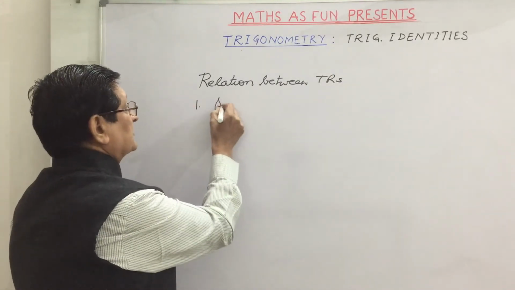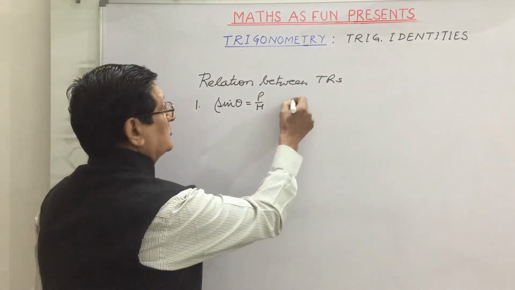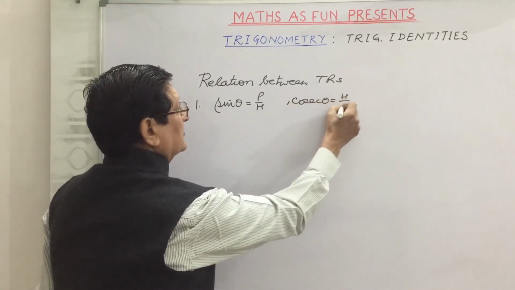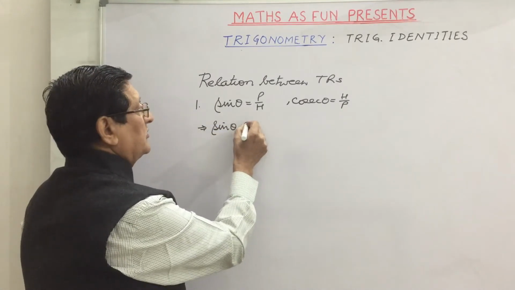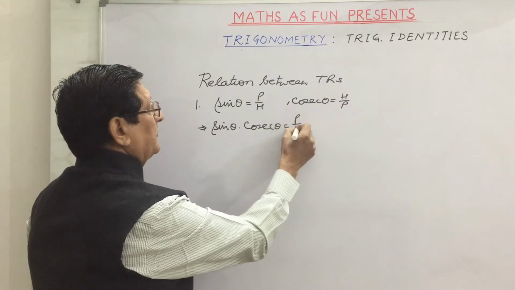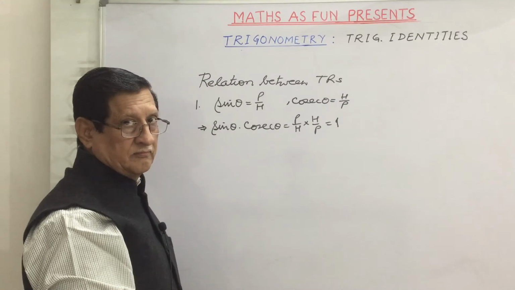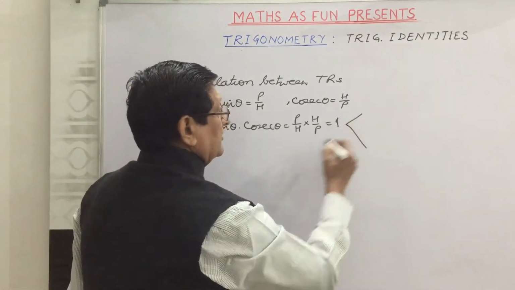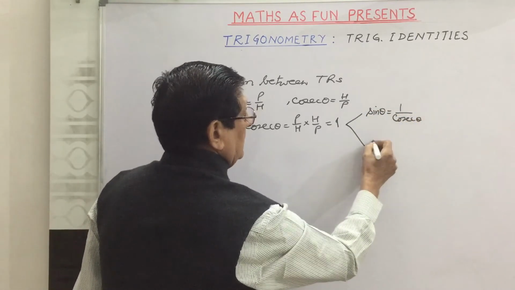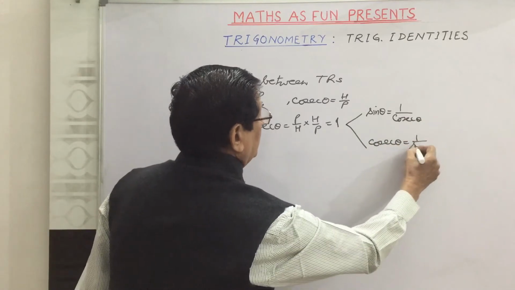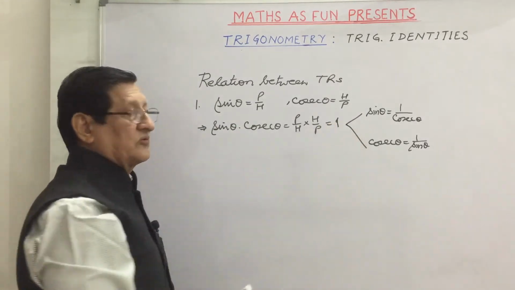We know that sine theta is equal to perpendicular upon hypotenuse, and we also know that cosec theta is equal to hypotenuse upon perpendicular. It means if we multiply them, sine theta into cosec theta will be p upon h into h upon p. We can say this is 1. And now from this we can get sine theta is equal to 1 upon cosec theta, and cosec theta is equal to 1 upon sine theta, which shows that they are reciprocals of each other.